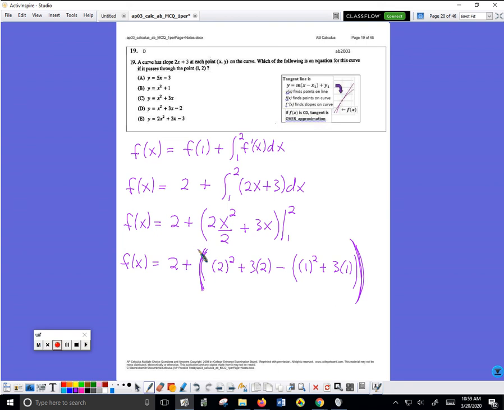Oh, mistake. Got to back up. I should not have integrated between 1 and 2. That 2 is a y-coordinate. This is an x-coordinate. So I'm going between 1 and x, which means here, the x that I'm plugging in will make this equal to simply x, and this also x.